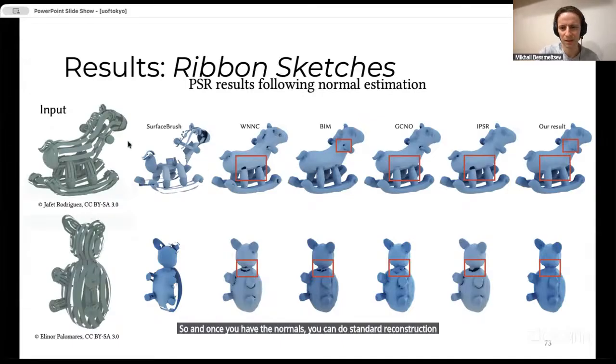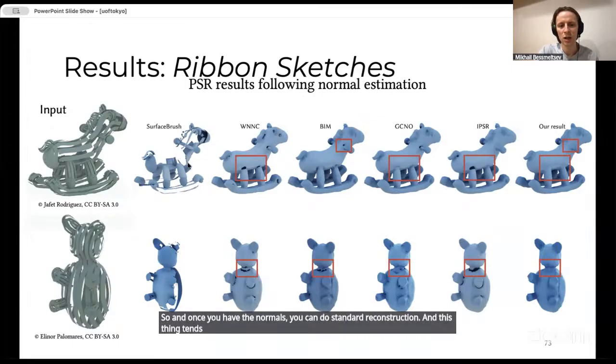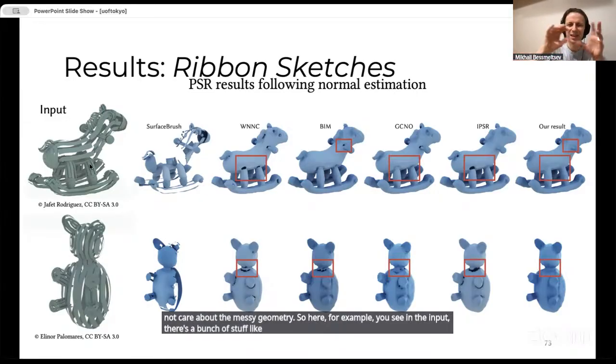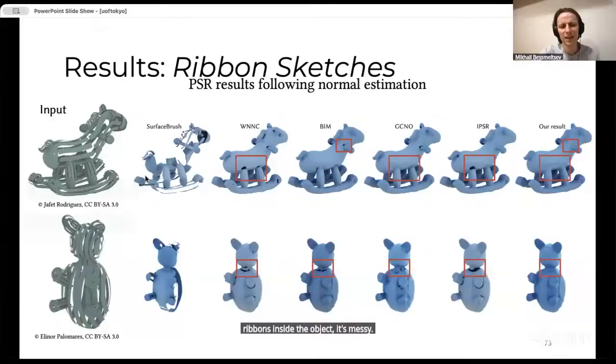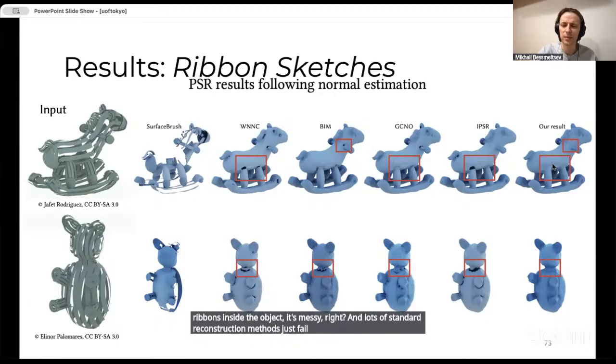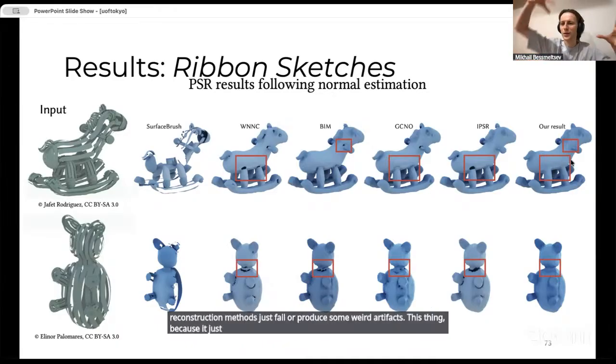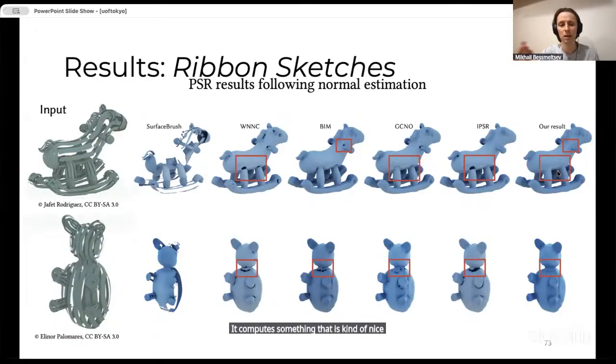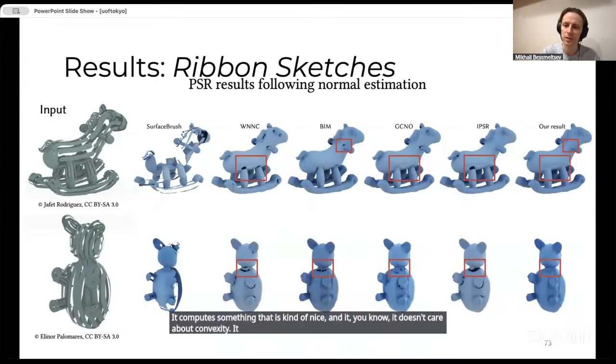And this thing tends to not care about the messy geometry. Here, for example, you see in the input there's a bunch of stuff like ribbons inside the object. It's messy, right? Lots of standard reconstruction methods just fail or produce weird artifacts. This thing, because it essentially computes the outside of the surface, blocks everything inside, just like the microwave screen. It computes something that is nice, and it doesn't care about convexity. It's fine with non-convex shapes. It reconstructs surfaces pretty well.